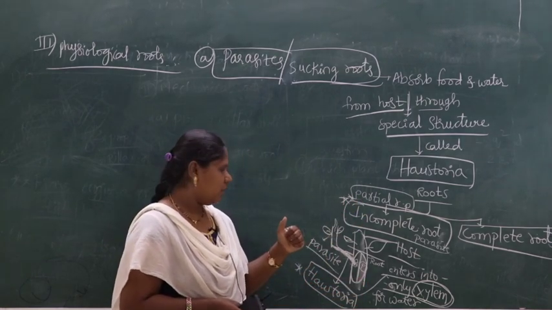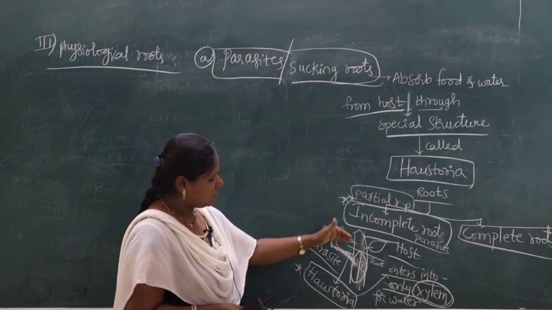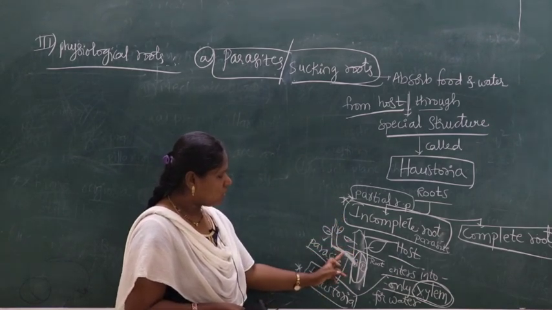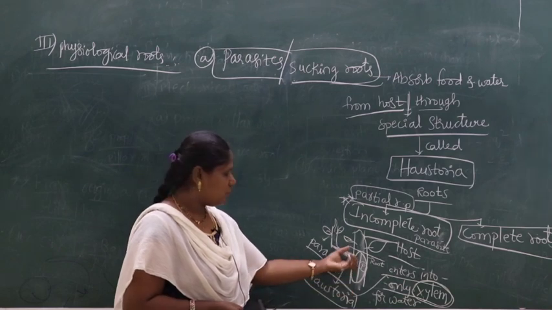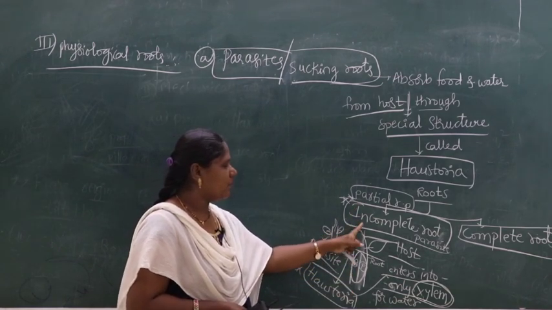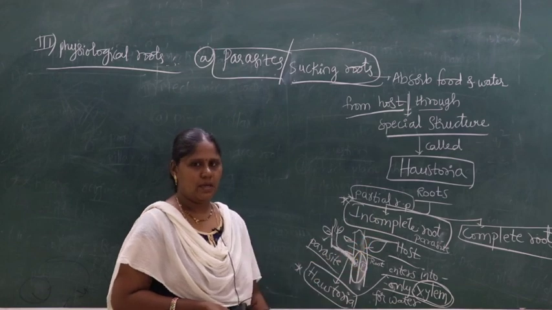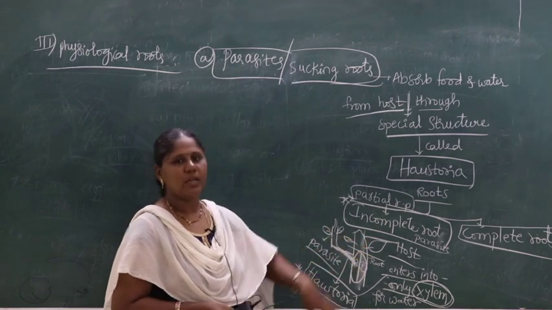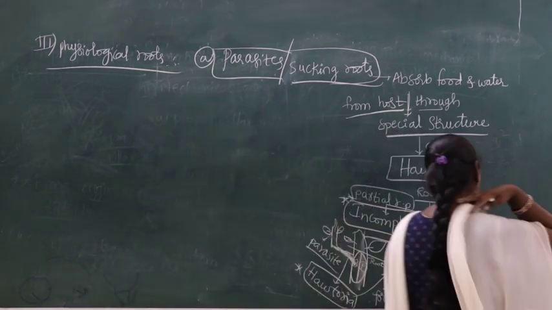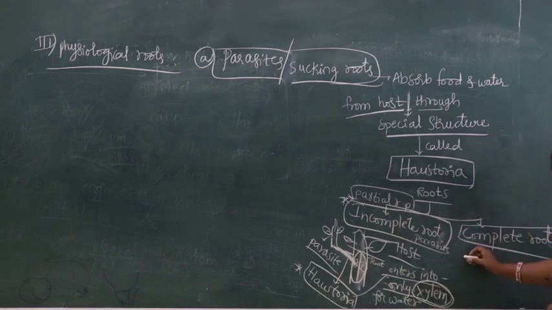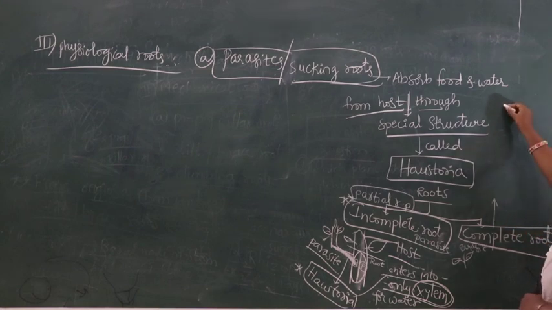How does it depend for water? A parasitic plant forms a special structure called haustoria. Haustoria enters into xylem and absorbs water. That's why it's called incomplete or partial root parasite. Then what is the meaning of complete root parasite? Now if you take the complete root parasite here, I write again parasite, but I am writing complete parasite. So this is nothing but a parasitic plant.